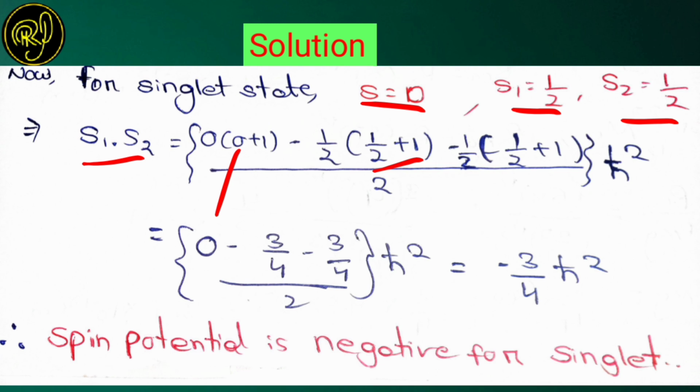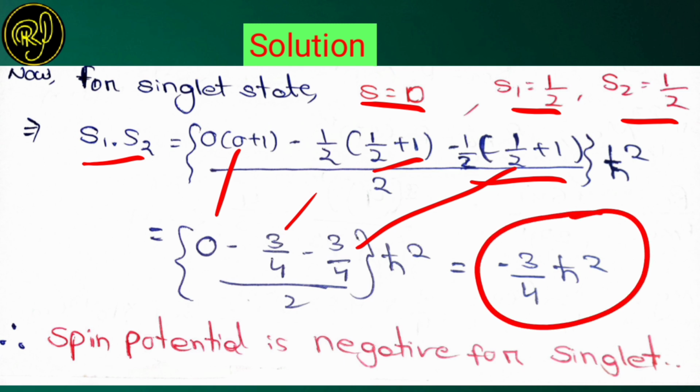So 3 by 2 multiplied by half gives 3 by 4. Similarly here also we get 3 by 4. So 0 minus 3 by 4 minus 3 by 4, whole divided by 2, multiplied by H cross square, gives minus 3 by 4 H cross square. So the spin potential is negative for the singlet state. For the singlet state S equal to 0, the spin potential is found to be negative.